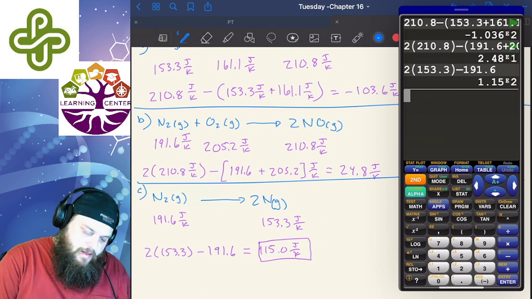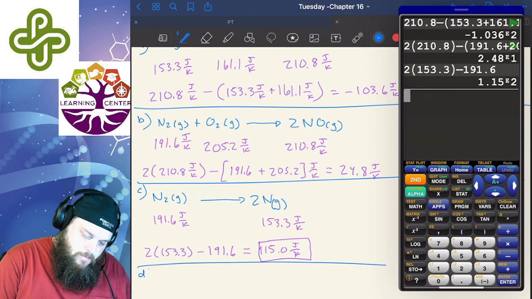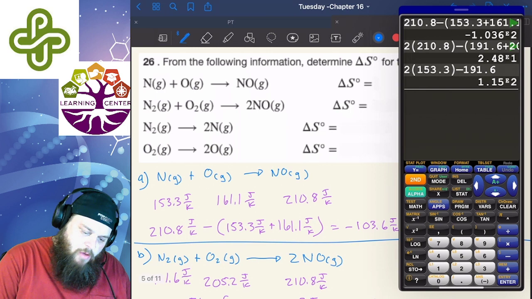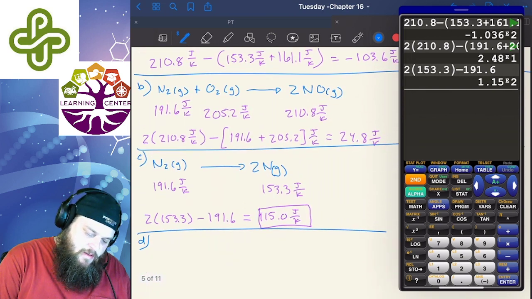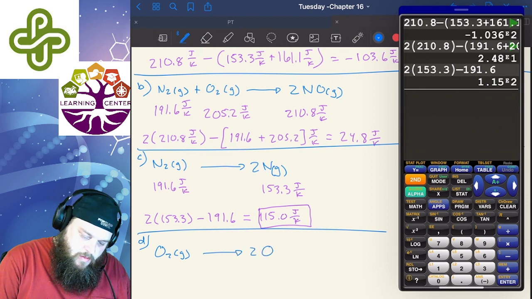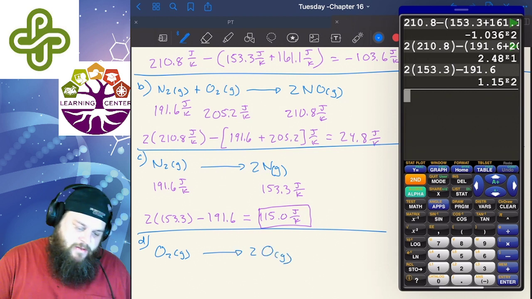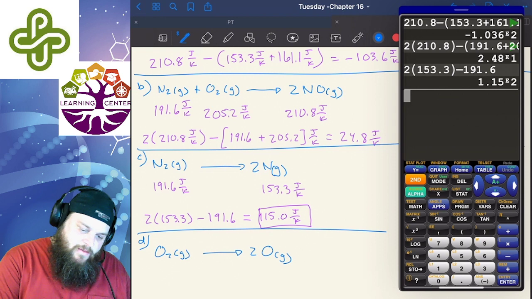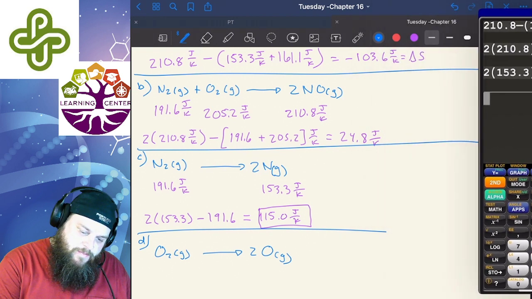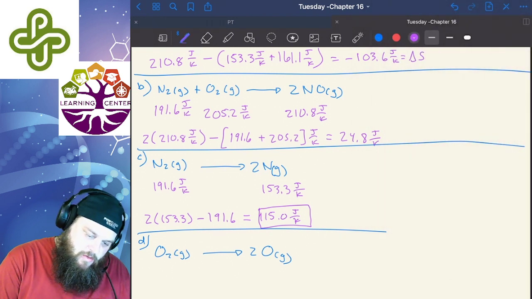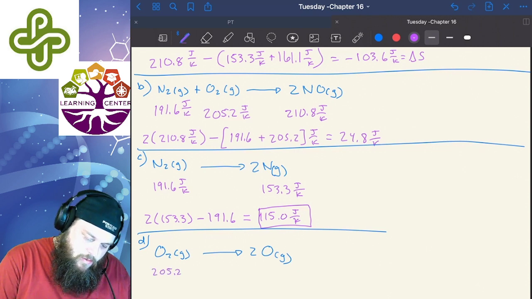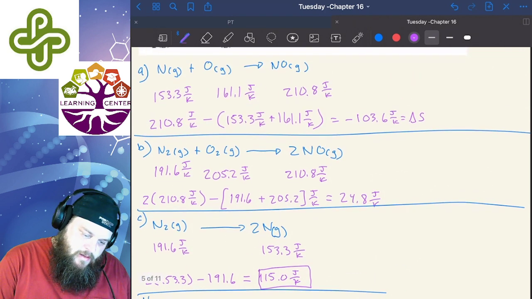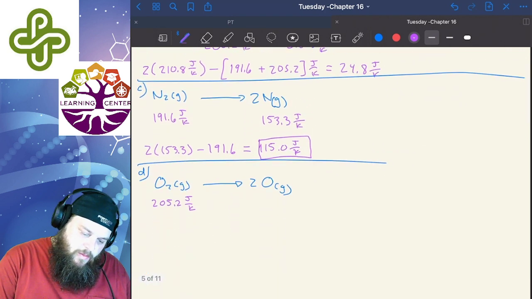For part D, it's O2 to O gas. So O2 gas is being transformed into 2O gas. Again, we already have these values that we looked up previously. We can see O2 gas we had at 205.2 joules per Kelvin, and O gas we had at 161.1.